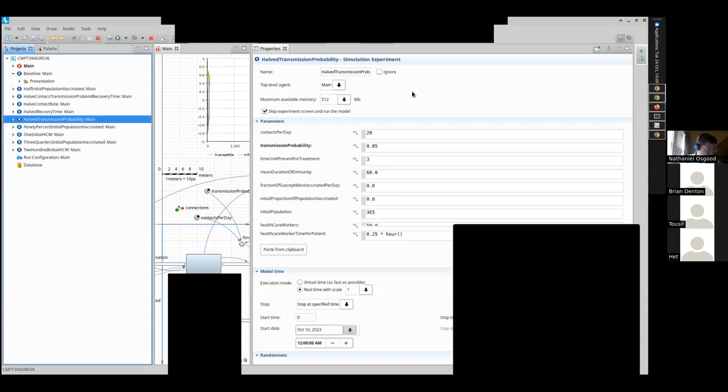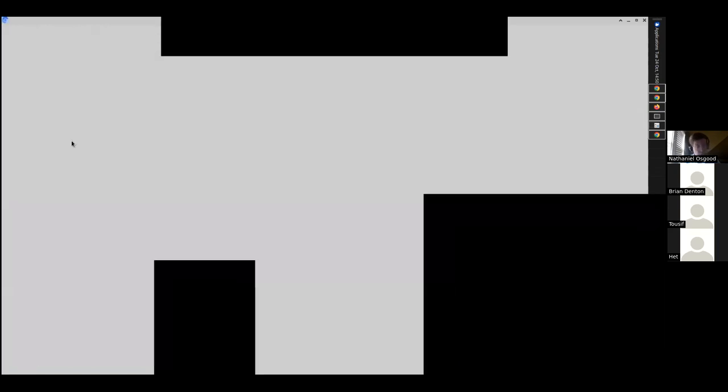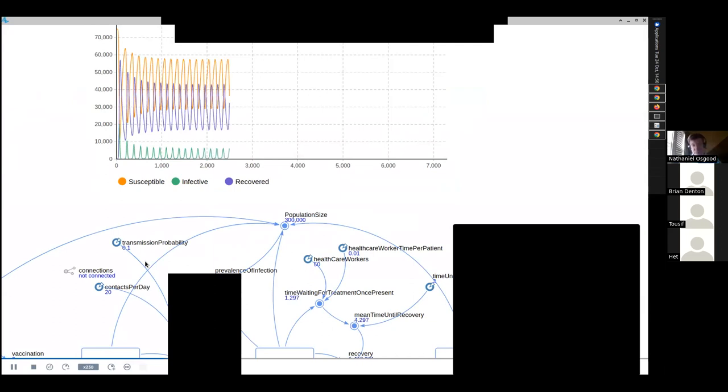Let's continue to explore this. I'd like to take a look at the effects of vaccination. So we have vaccination in this now. We're going to have 3/4 of the population be vaccinated. That was one scenario that we created. And I'd like you to go and explore what we see there. Comments? What's happening here?